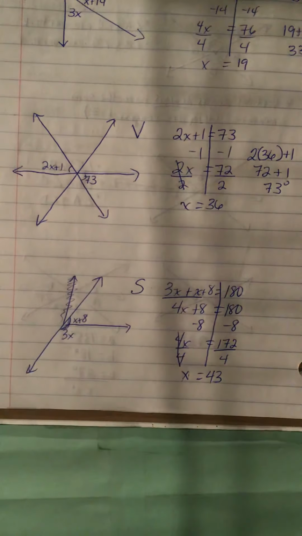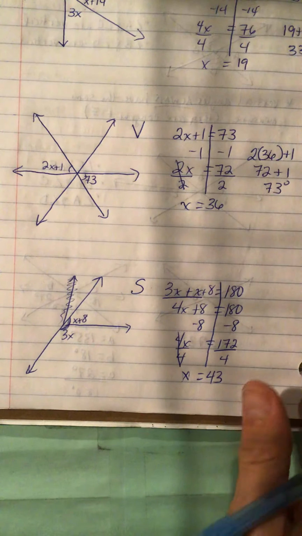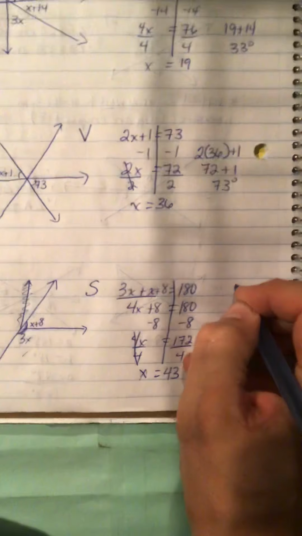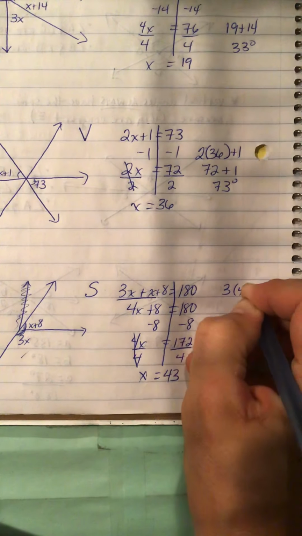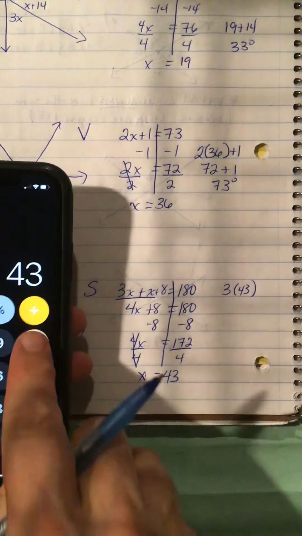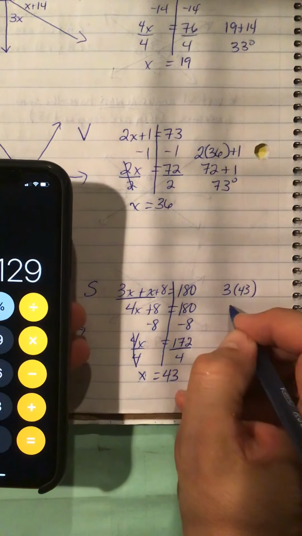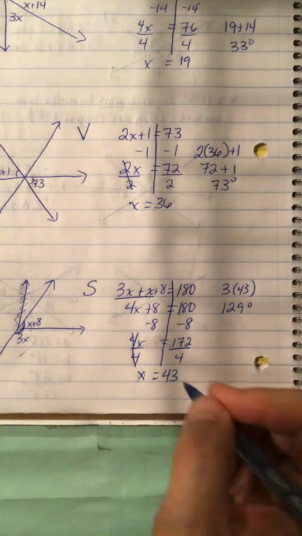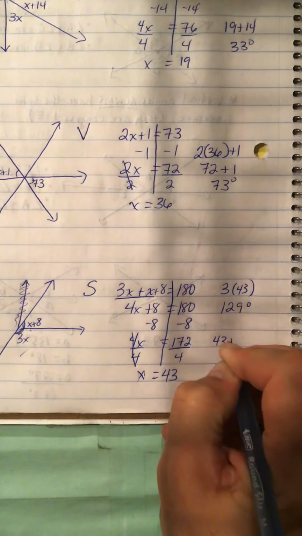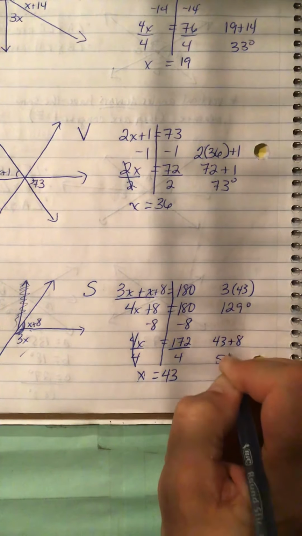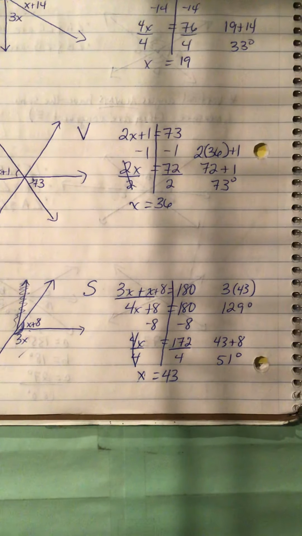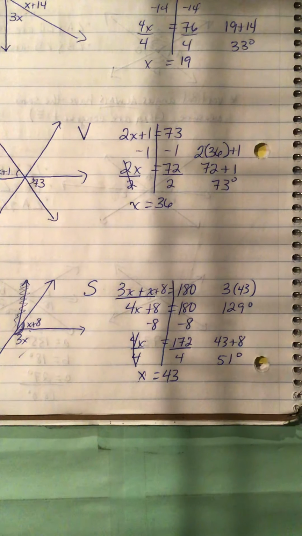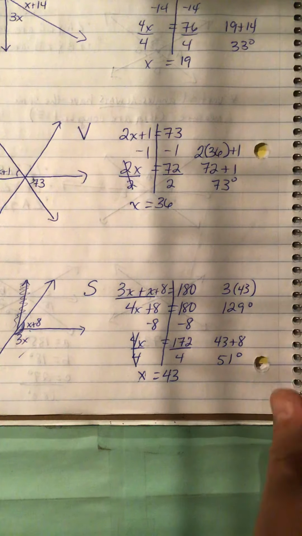So we've solved for x. Now let's take it that step further and solve for the missing angles. First, 3x. So 3 times 43. Take our 43 times 3 is 129 degrees. Our second angle is x plus 8, so we have 43 plus 8. 43 plus 8 is 51. So if we add these two angles together, we do get 180 degrees. So we know that we're on the right track and we're doing okay so far.